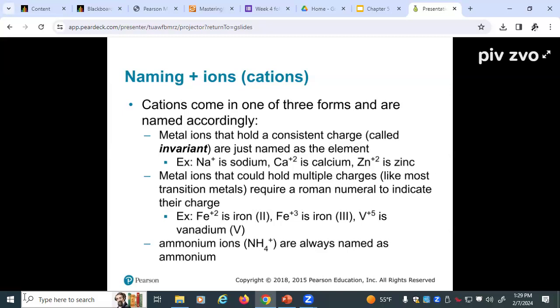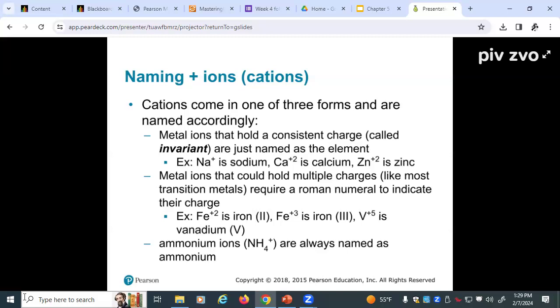And we know that from a naming standpoint, we just name it what it is. So ionic compounds containing cadmium are cadmium, and then whatever the ion is attached to it. Zinc compounds are zinc, and whatever is attached to the zinc. So that's the first group.